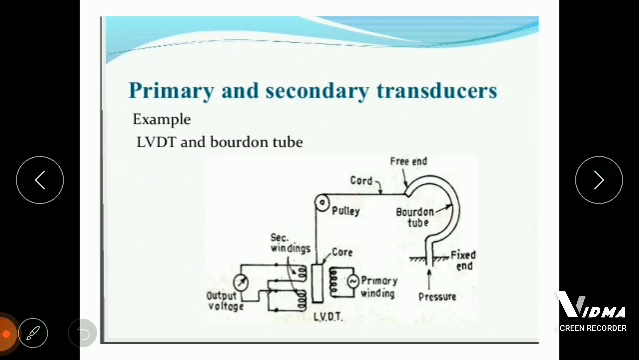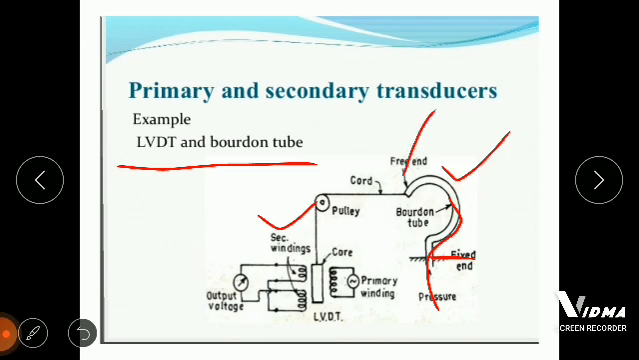So you can see over here, this is a Bourdon tube and this is our LVDT, linear variable differential transformer. This Bourdon tube measures the pressure. One end is fixed, and here the pressure will go, and the other end of the Bourdon tube is free. As the pressure goes inside the tube, the free end will move upward, and if the pressure decreases, it will move downward.